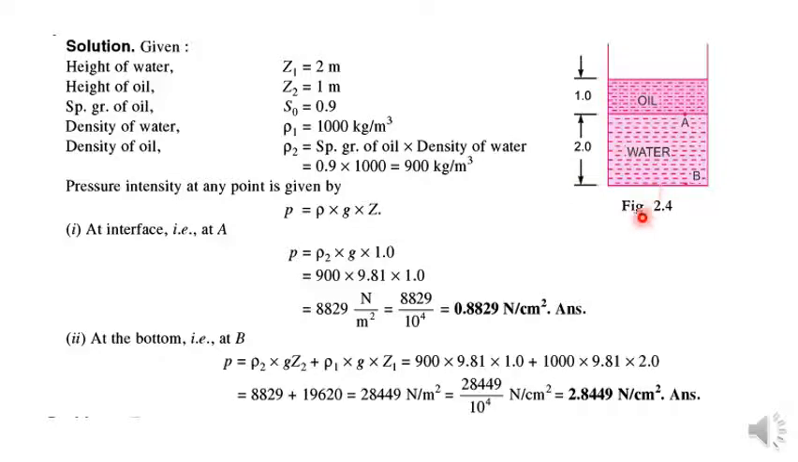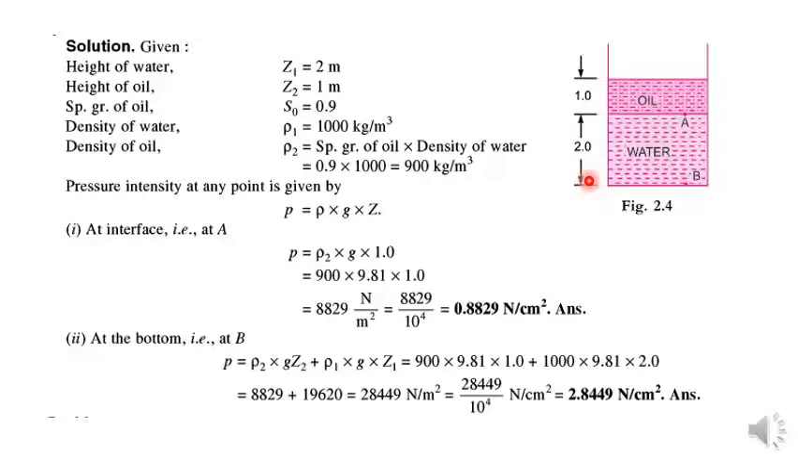On the right hand side you can see this figure 2.4. This is the system that is given in this problem statement, in which in one tank two types of liquids have been put. One is oil and the second one is water. So if you call your water B and your oil A, the height of the oil within the tank is 1 meter, and for the water it is 2 meters.